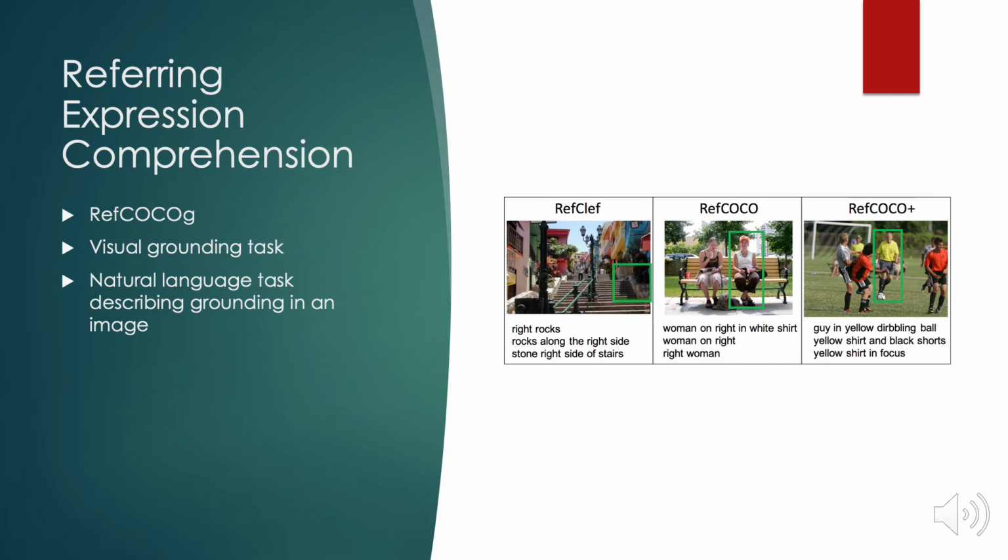Another task is referring expression comprehension, which is called RefCOCOg. This is a visual grounding task where it tries to figure out what object is where. So there's some contextual comprehension there. In the middle here we have: the woman is on the right in a white shirt.